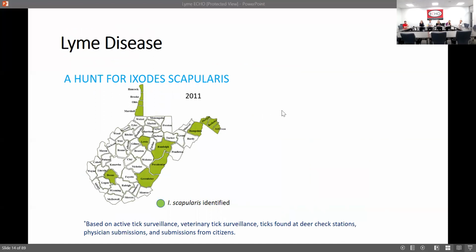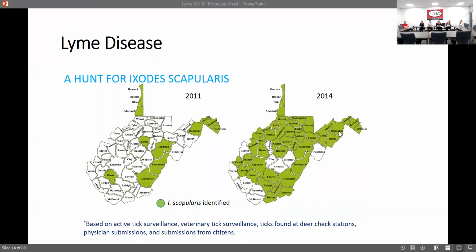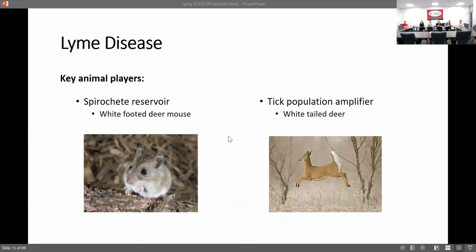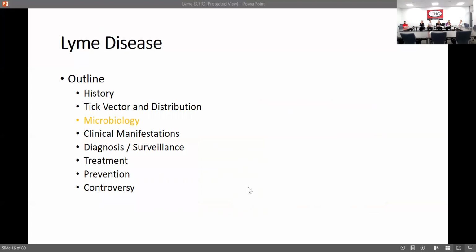What we've seen, as I mentioned, is a spread across our state to the point where we really do have an endemic state now. Small mammals tend to be the spirochete reservoir, which the early ticks bite and then turn into nymphs and then bite us. White-tailed deer get blamed so much because they allow the amplification of the tick population. So everybody's always blaming the white-tailed deer, but it's not the deer necessarily so much as all sorts of mammals, etc.